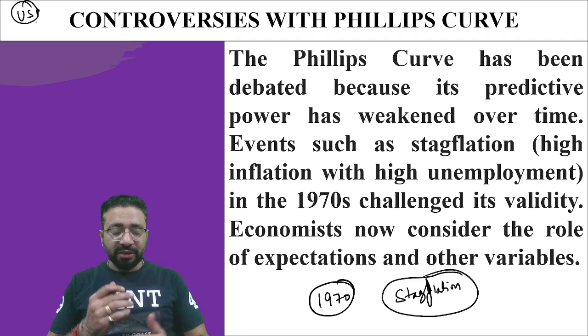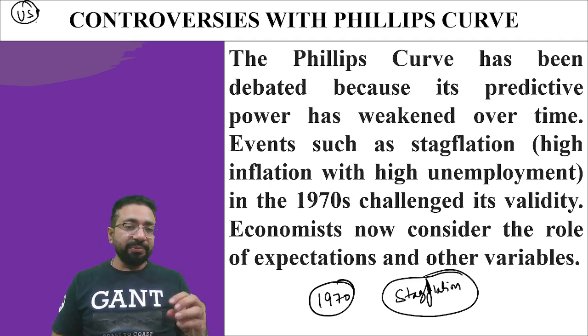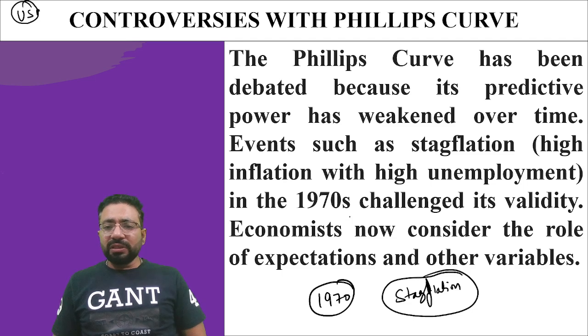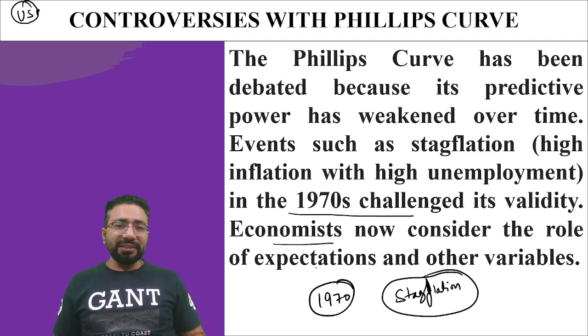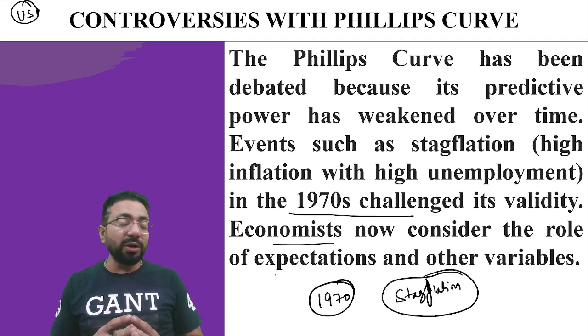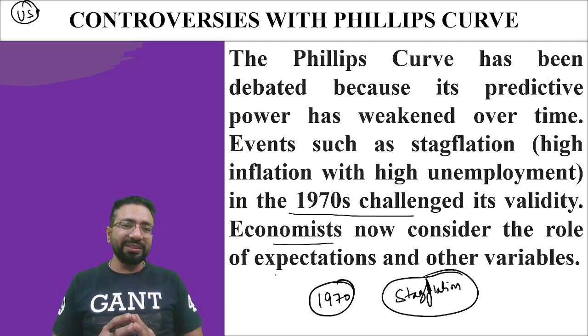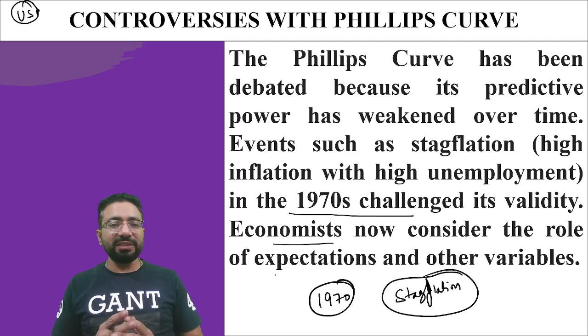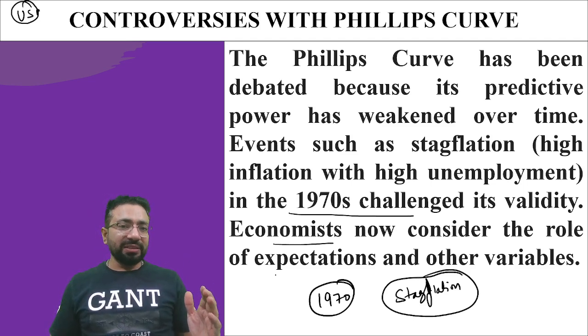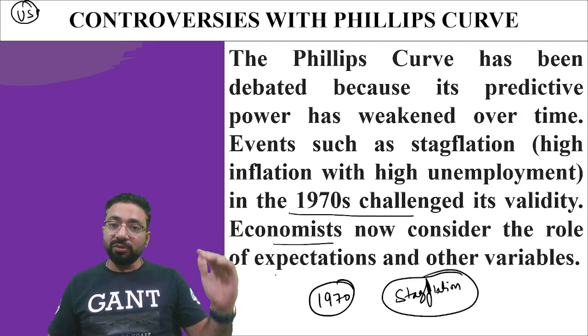Then the Phillips curve was modified. Then they made a long run Phillips curve, because in the 1970s economists considered that the Phillips curve is of no use, because there inflation was very high and unemployment was also very high. But according to the Phillips curve, what should happen? If unemployment is less, then inflation would be high. If unemployment is more, then inflation would be very low.